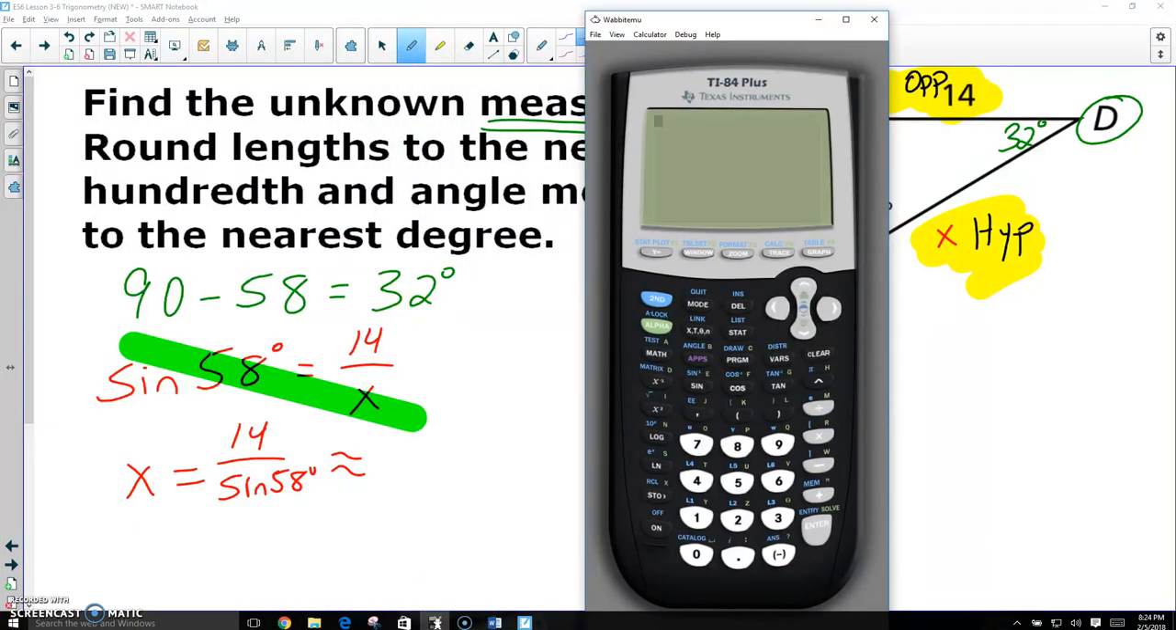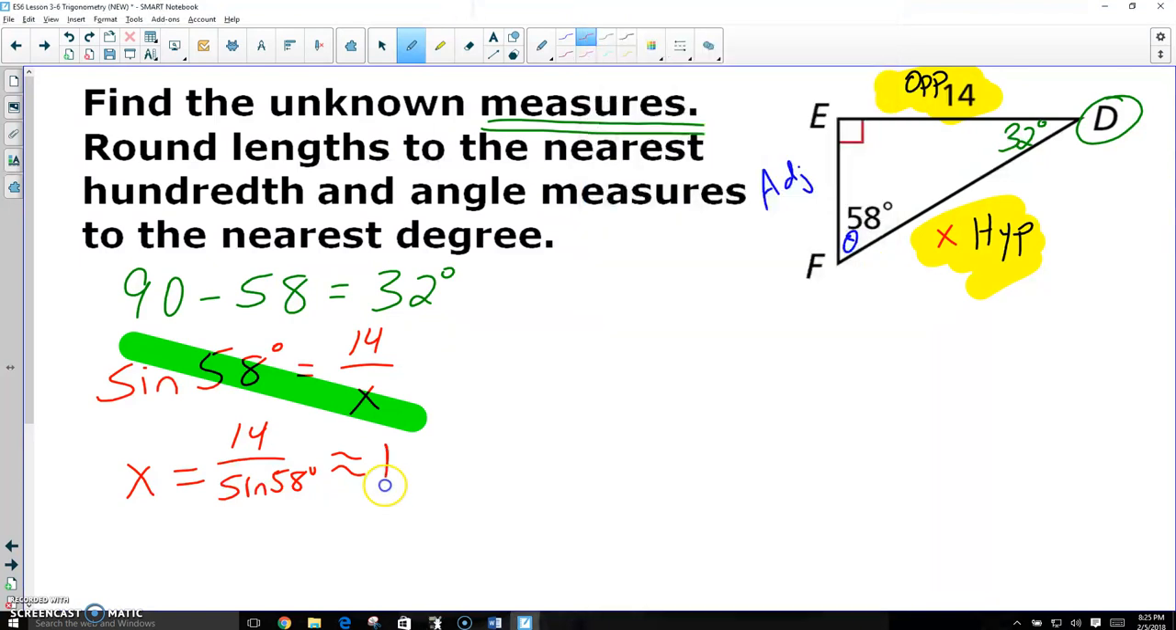So we would take 14 divided by, now remember I'm not finding an angle here, so I don't do the inverse, I just do the regular sine of 58. Close your parentheses, we end up with 16.508. This is the side length, so we need to round to the nearest hundredth. So the 0 after that is the 8, which would round that up to 16.51. And I can go ahead and label that here on this picture, 16.51.